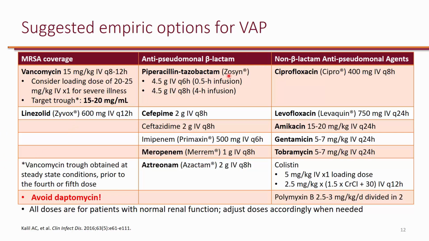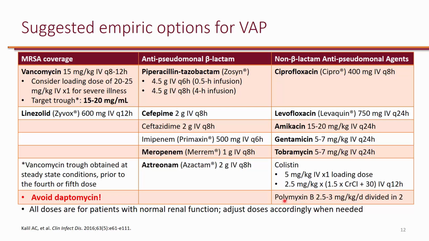Now, for the two agents that we use for Pseudomonas, one should be a beta-lactam, and then a second one should be a non-beta-lactam. So the beta-lactams that we choose are piperacillin tazobactam, cefepime, ceftazidime, imipenem, meropenem, or aztreonam, and non-beta-lactam would be ciprofloxacin, levofloxacin, amikacin, gentamicin, tobramycin. Now, we also have polymyxins like colistin and polymyxin B that are usually reserved as last line.